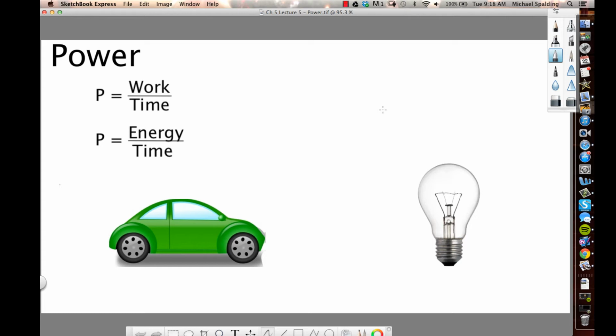All right, guys, the final topics for chapter 5 are power and then force versus displacement graphs. So let's start with power.